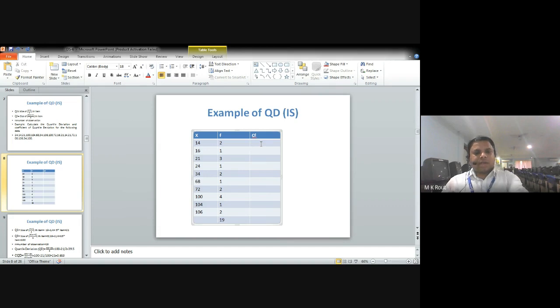That means first I write 2. The second is 2 plus 1, that is 3. Then 3 plus 3, that is 6. 6 plus 1, that is 7. 7 plus 2, that is 9. Then 9 plus 1, that equals 10. And 10 plus 2, that equals 12. Similarly, 12 plus 4, that is 16. Then 16 plus 1, that is 17. And 17 plus 2, that equals 19.